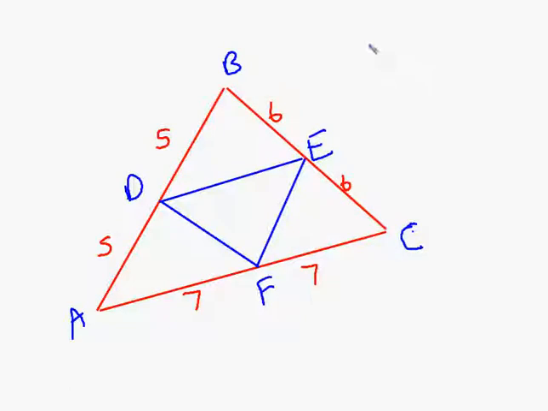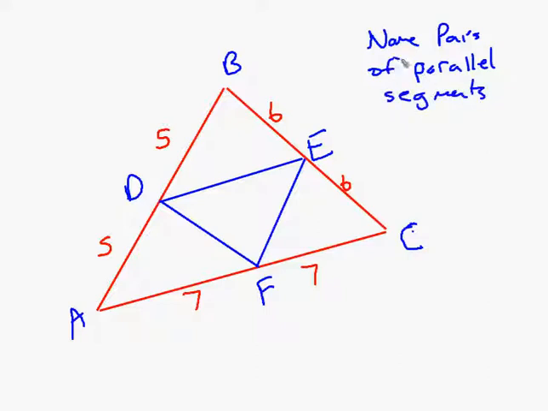Okay, I want us to name pairs of parallel lines. Or segments, rather, since they're not really lines. So, I have segment AB. What is parallel to segment AB? FE. Any questions on why segment FE is parallel to segment AB? AB, FE, those are parallel.